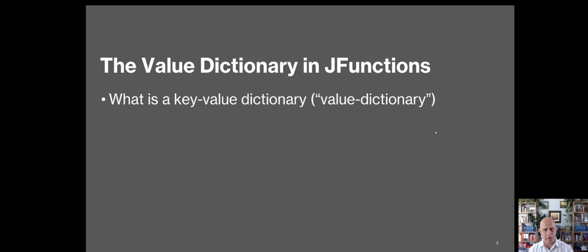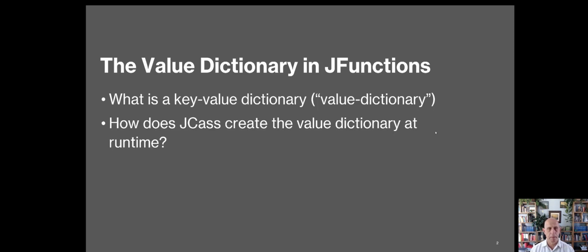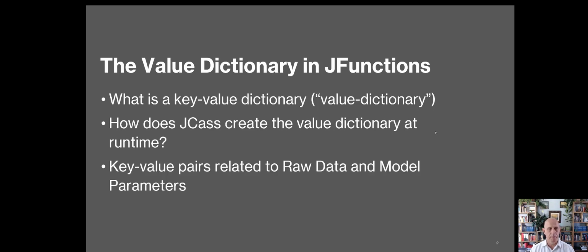key value dictionary. So in computer programming we normally refer to a dictionary as a key value pair set or a key value dictionary, but I'm just going to use the word value dictionary because that's the way that it's mostly used in the Juno Cassandra documentation. So we'll look specifically at how Juno Cassandra creates the value dictionary at runtime.